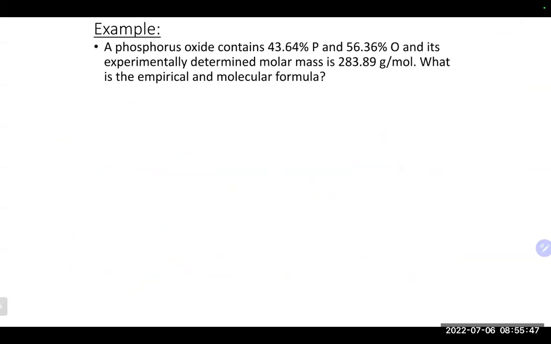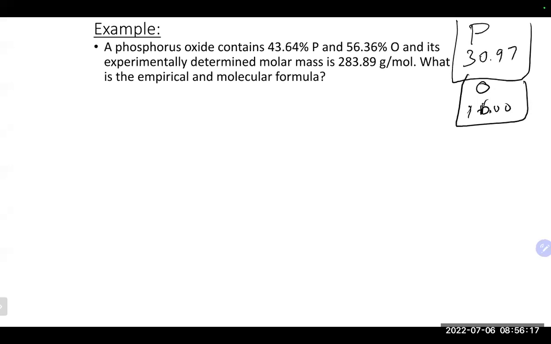Okay, let's try another one here. Phosphorus oxide contains 43.64% phosphorus, 56.36% oxygen. What is the empirical and molecular formula here? Phosphorus is 30.97, and oxygen is 16.